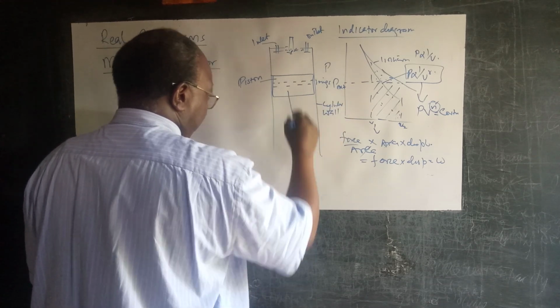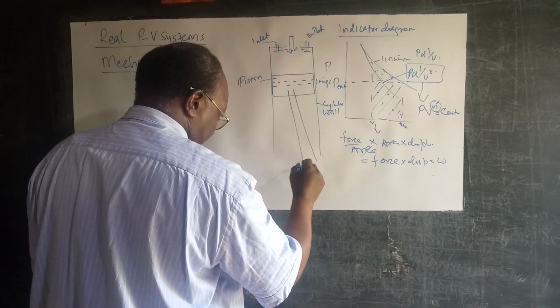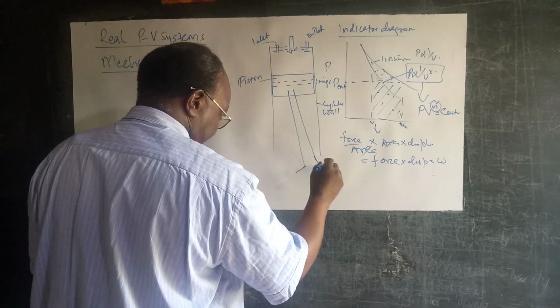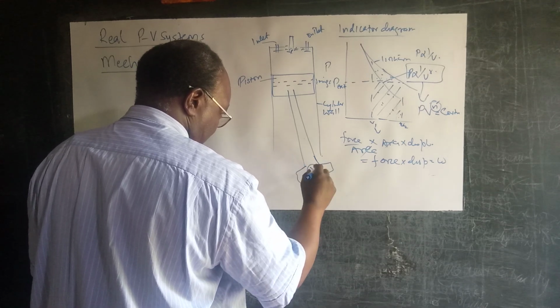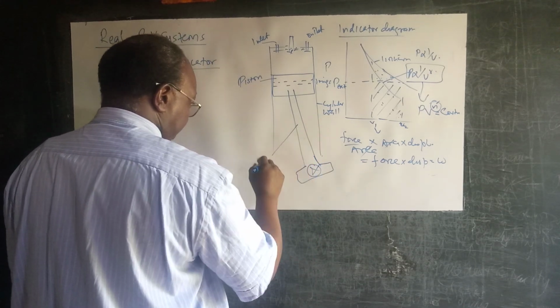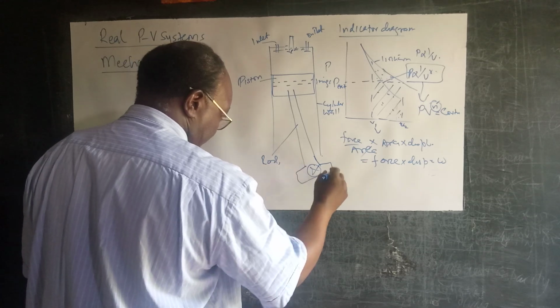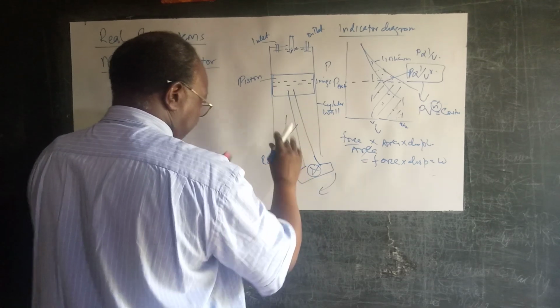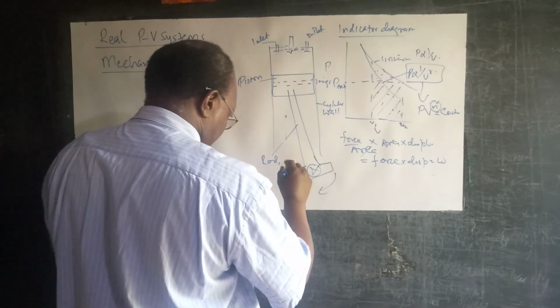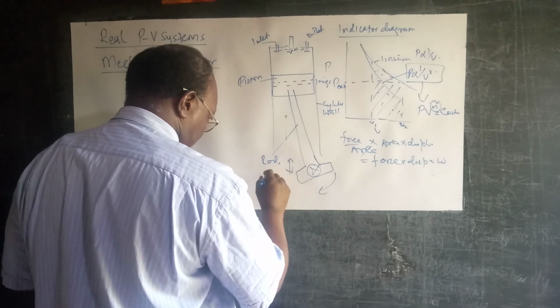And remember this piston is connected to a rod. This is a rod. Here we have rotary motion, and this is a reciprocating motion.